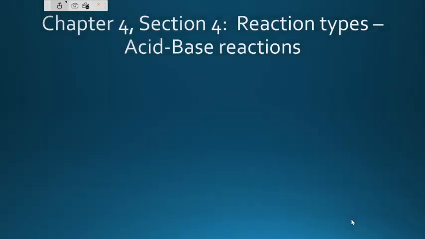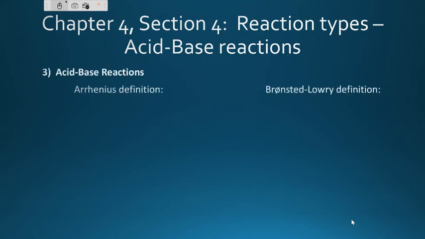AP Chemistry. We're taking a look at Unit 4, Section 4, acid and base reactions. We're going to look at a couple of basic definitions of acids and bases. And with this, we want to keep in mind there's a couple of ways we can think of acids and bases, a couple different lenses, if you will. So let's take a look at that part first.